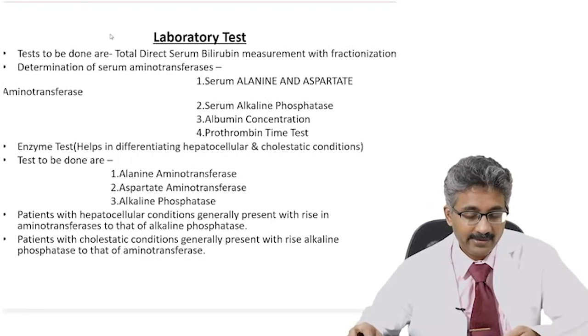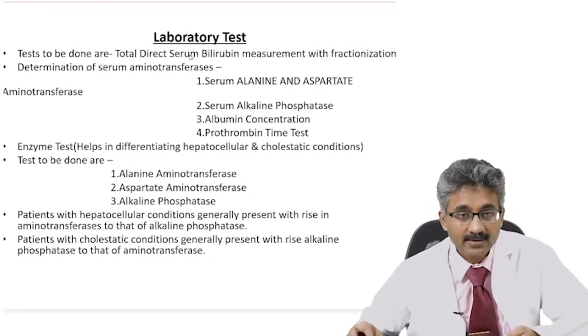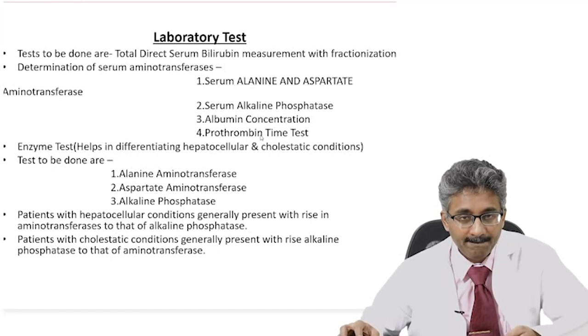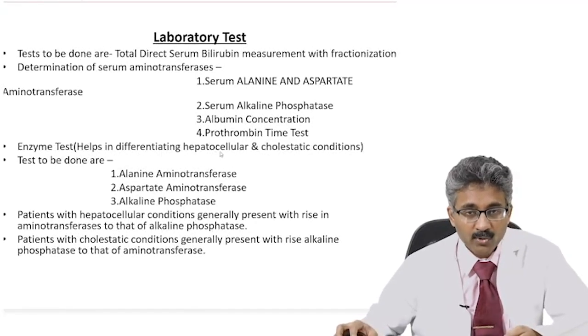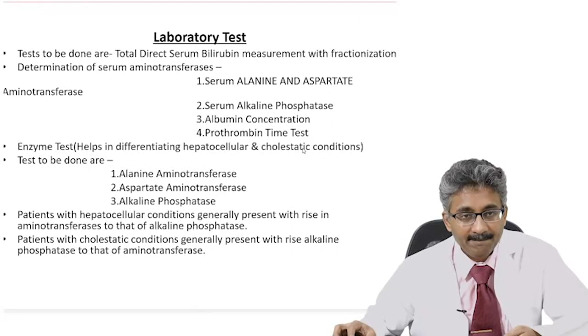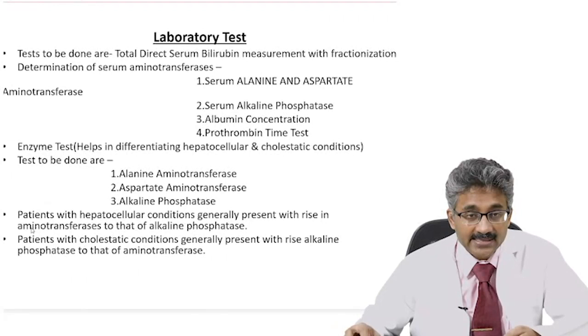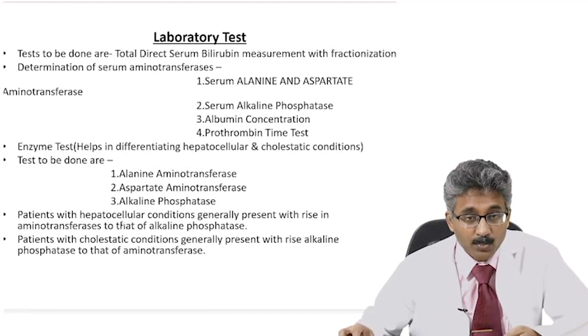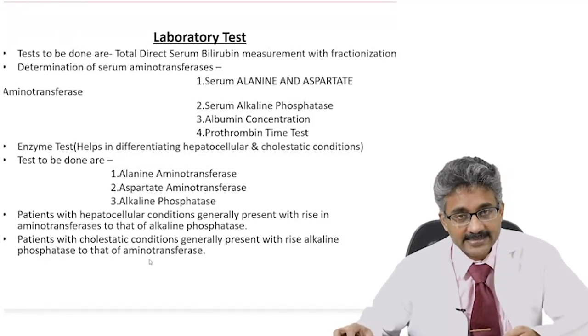Now, after physical examination, how do you interpret the laboratory tests? As I told you, you will measure the bilirubin level, then liver enzymes, alanine and aspartate transaminase, alkaline phosphatase, albumin and prothrombin time. These liver enzymes help in distinguishing between hepatocellular and cholestatic patterns. Patients with hepatocellular conditions generally present with a rise in aminotransferases relative to alkaline phosphatase. If there is a hepatocellular problem, liver damage, aminotransferases will be more compared to alkaline phosphatase. Whereas if a patient has a cholestatic condition, then alkaline phosphatase will be more compared to aminotransferases.